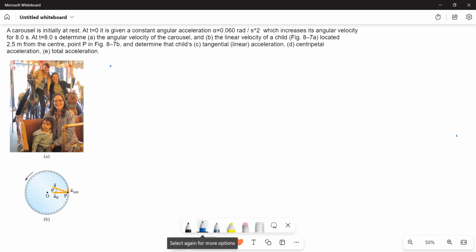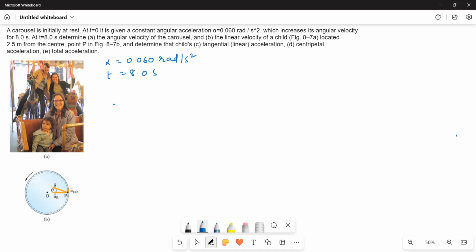Here, alpha is given to us. Alpha means angular acceleration, and it is given as 0.060 radians per second squared. The time is given as 8 seconds.